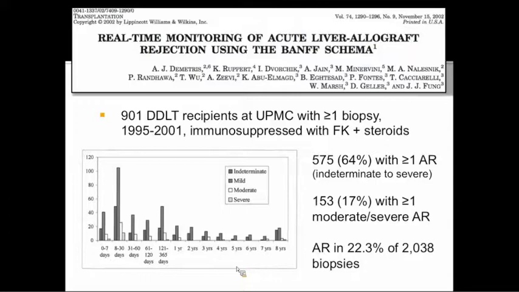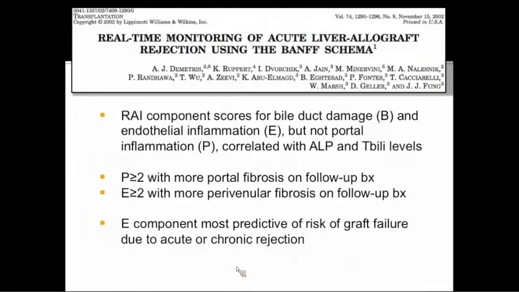Acute rejection was in general found on a minority of the biopsies. In fact, recurrent disease was much more common. But getting to the question at hand, so in this study they looked at both the total RAI scores and also the component scores for portal inflammation, bile duct inflammation and degeneration, and endothelial inflammation.